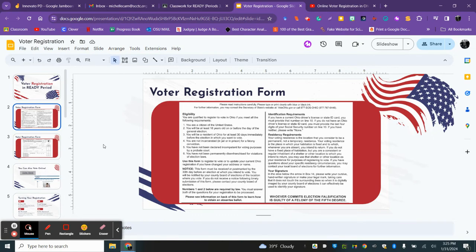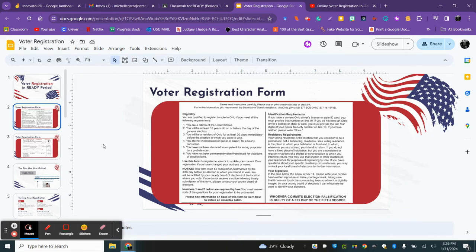Your signature. In the area below the arrow in box 14, please write your cursive, handwritten signature or make your legal mark, taking care that it does not touch the surrounding lines, so when it is digitally imaged by your County Board of Elections, it can effectively be used to identify your signature. They will compare that signature when you arrive to vote. Whoever commits election falsification is guilty of a felony of the 5th degree.